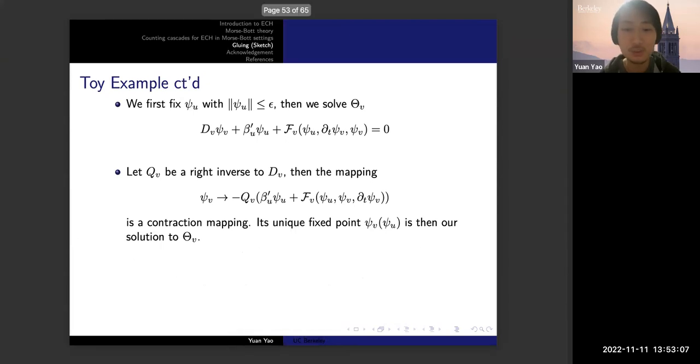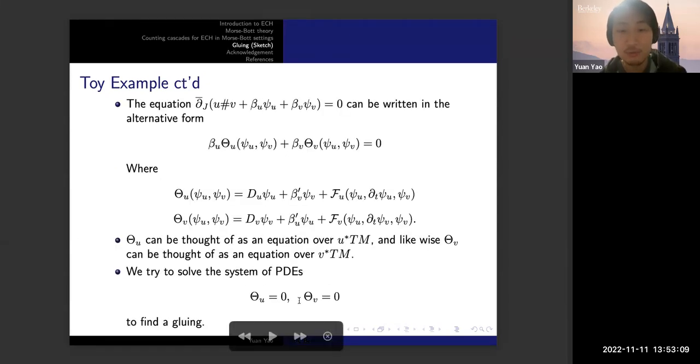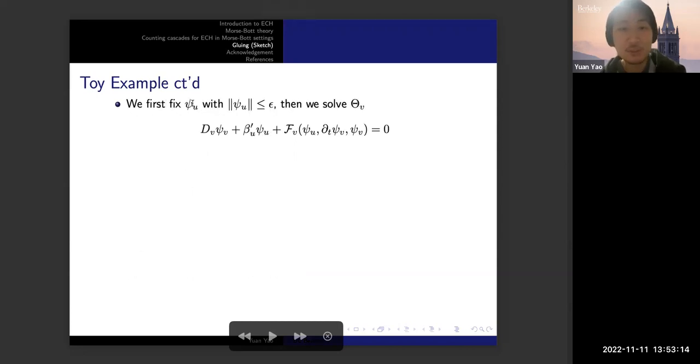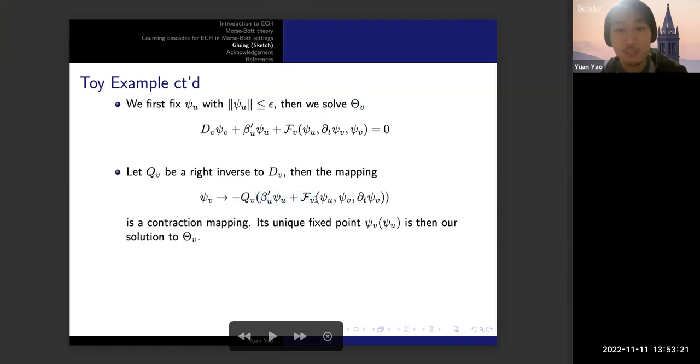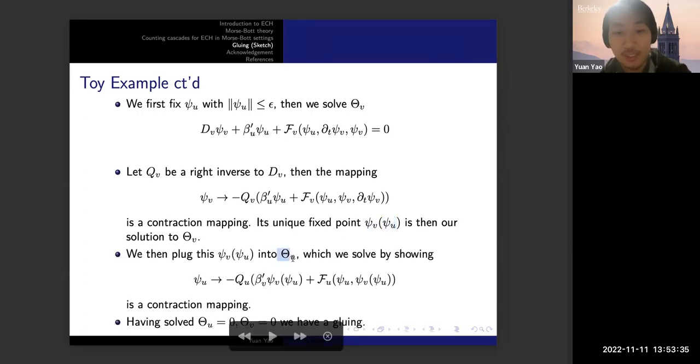So what did I do? There are two equations, psi of u and theta of v. I'm saying fix psi of u first, then solve theta of v first. And theta of v can be solved by using the contraction mapping principle. The solution is psi of v in terms of psi of u. Now I can write psi of v as a function of psi of u. Then I feed this psi of u into theta of u and solve theta of u with a contraction mapping principle. Both equations are solved, and we have a gluing.